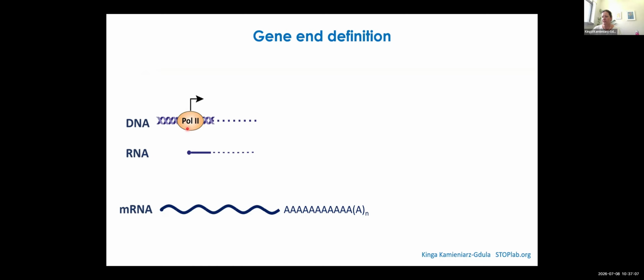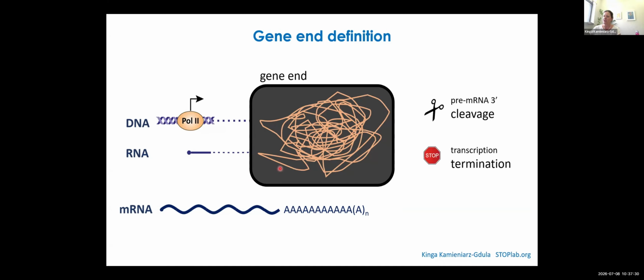And so this first nucleotide that is copied into RNA is protected by this cap structure, and it is then maintained in the mature mRNA. So this is a very nice and clean definition. Gene ends are much more messy. They are much more messy because there are two processes that happen there in close proximity, both spatial and time-wise, but still they are not one.